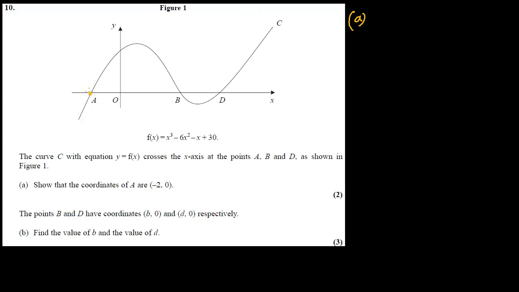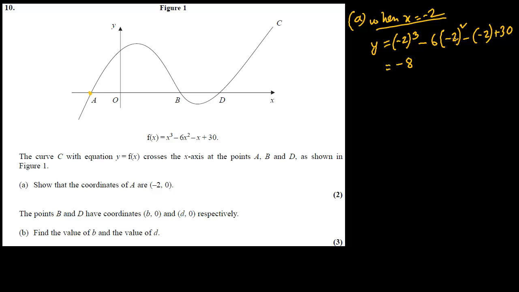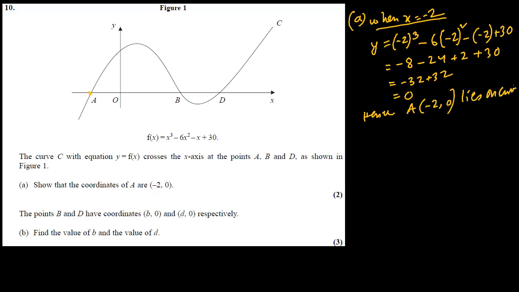Obviously, point A is on the x-axis. So in order to do that, we just plug in the value of x and see if the value of y matches. So y equals (-2)^3 - 6(-2)^2 - (-2) + 30. This is -8, minus 24, plus 2 plus 30. 2 plus 30 is 32, and -8 minus 24 is -32, so -32 plus 32 equals 0. Hence A(-2, 0) lies on the curve. Done.